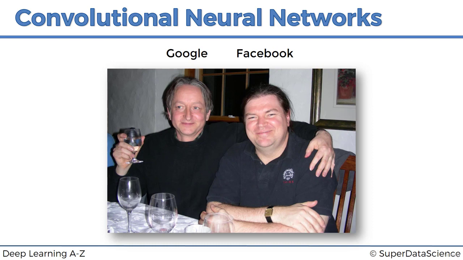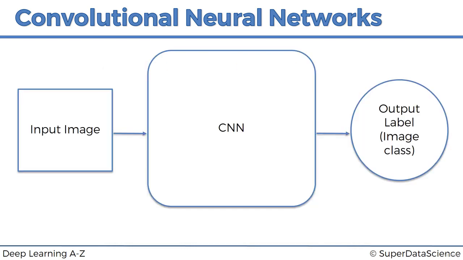So moving on to how convolutional neural networks work. It's very simple, it's very straightforward. You have an input image. It goes through the convolutional neural network and you have an output label. So it classifies that image as something like a cheetah or a bullet train or something else.